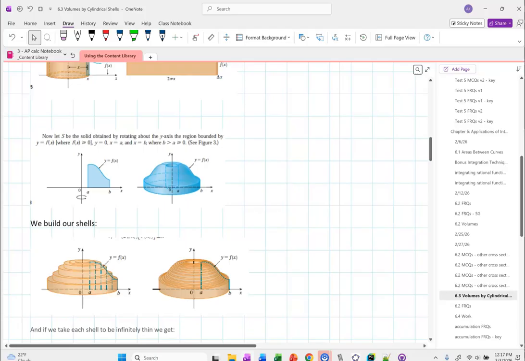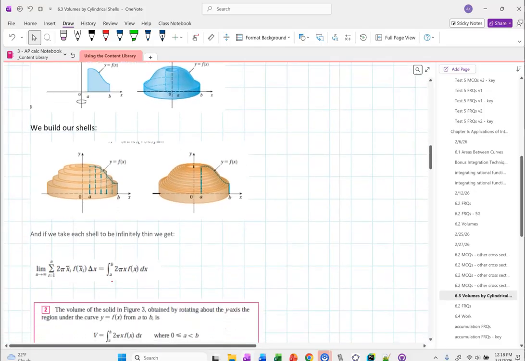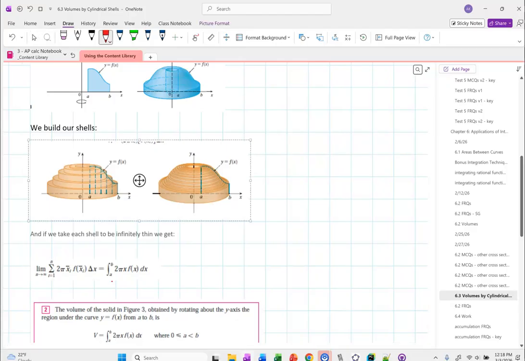So, in an example, here is some function f of x, bounded from a to b, and rotating it about the y-axis, we end up with this solid, kind of plunger-ish shaped thing where it has a hole through the middle. Everybody's okay with that? We're going to build our shells now. Our shells are going to keep getting thinner and thinner and thinner, and eventually it's just going to be the figure, right? So that's visualizing what we're trying to do here. Does everybody feel okay?